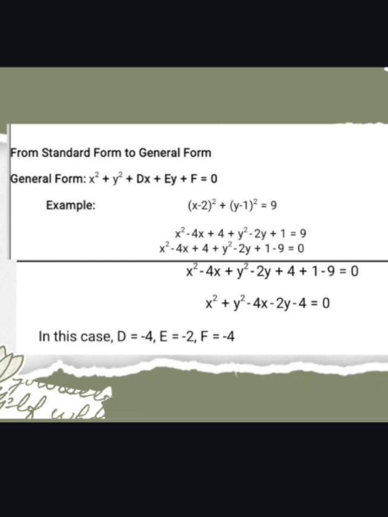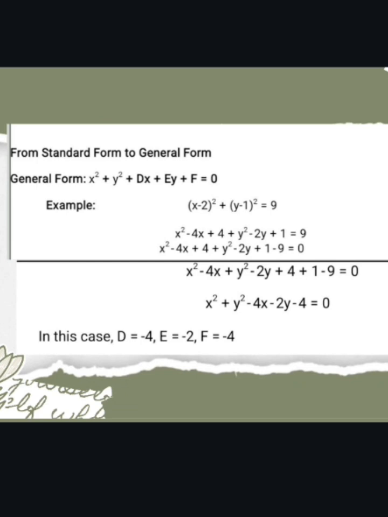Then, ang sunod, ako na din na siyang group siya. Like, group sa x, group sa mga y, then group sa constant. So, ang nahitabo, nahimo siyang x squared minus 4x plus y squared minus 2y plus 4 plus 1 minus 9 is equal to 0. So, since ang atong general form kay x squared plus y squared plus dx plus ey plus f is equal to 0, so ato sana siyang sundon.